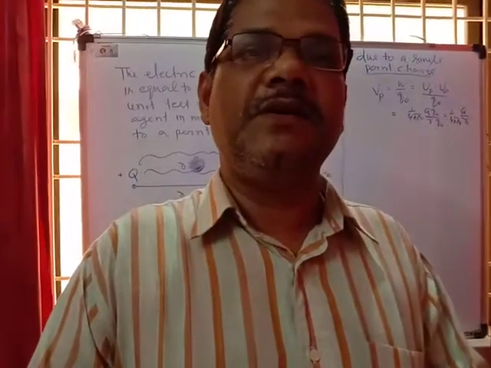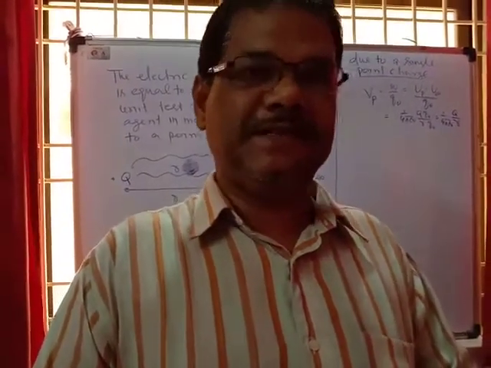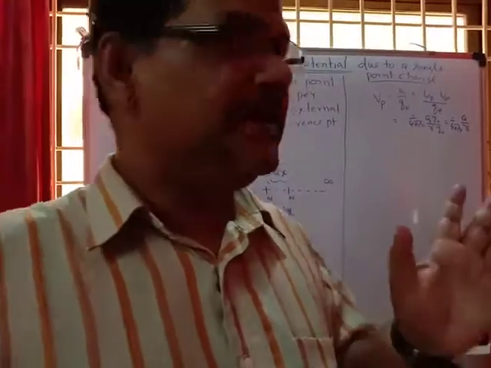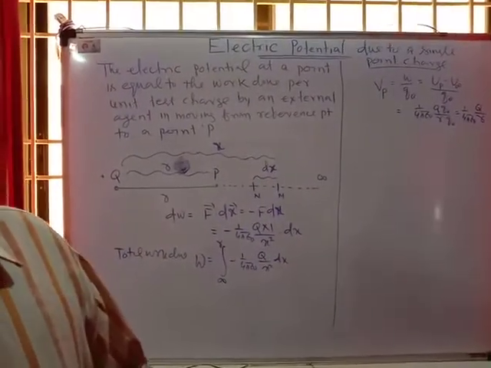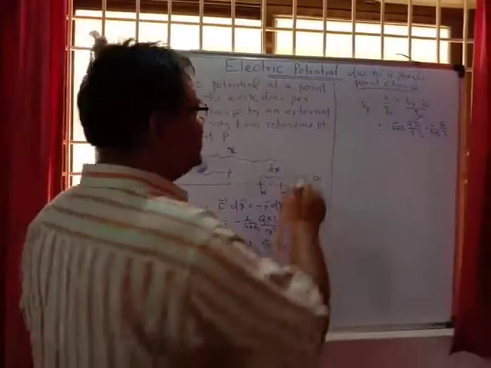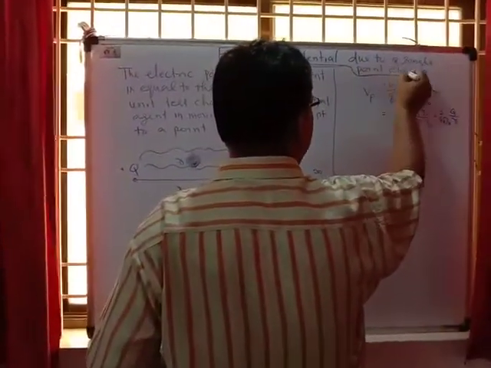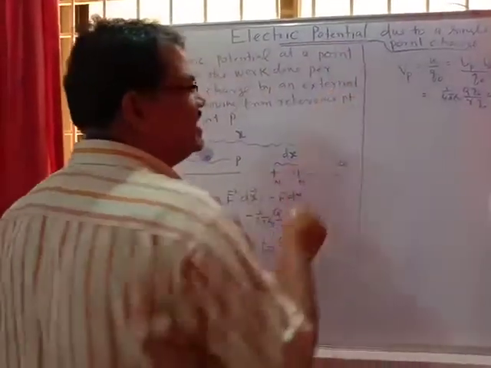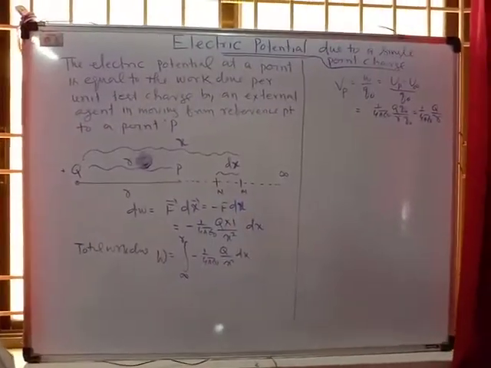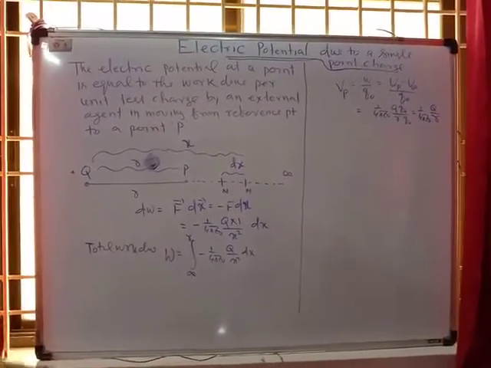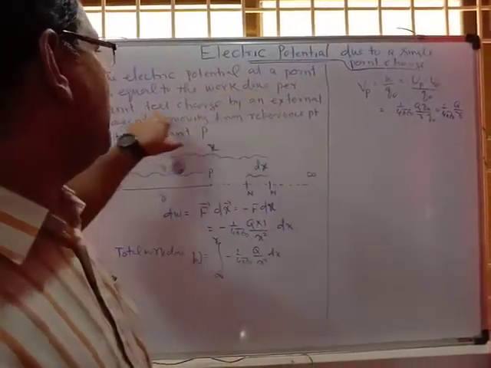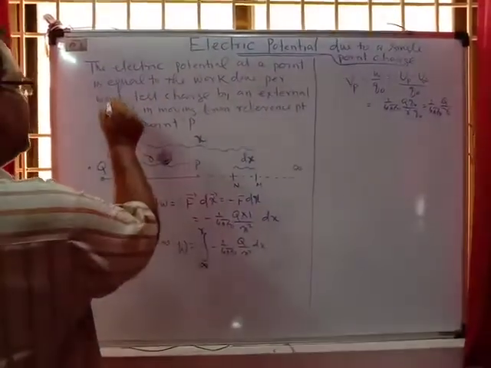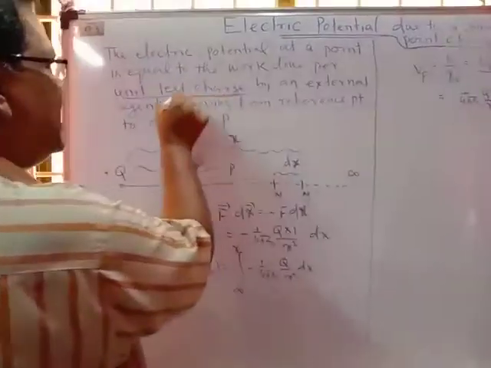In this video, we have to discuss the electric potential due to a single point charge. If an isolated point charge is kept here, what will be the electric potential due to a single point charge? The electric potential at a point is equal to the work done per unit test charge.